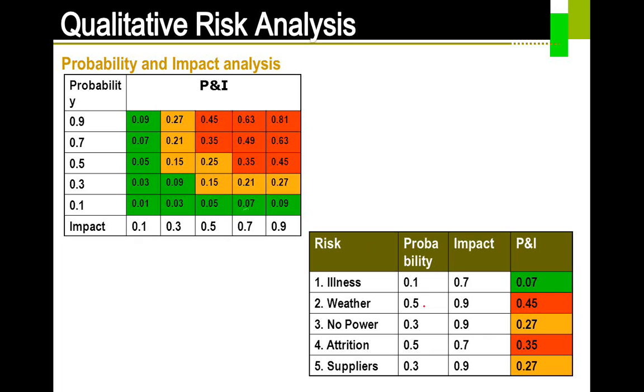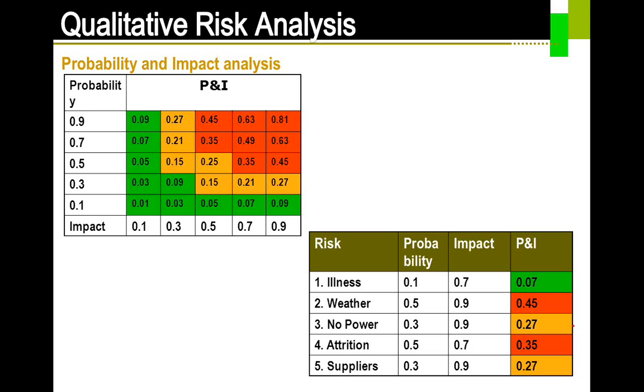Versus, I'll probably not take weather, I'll take attrition. So you would say that there is a probability of my team members leaving in the next 3 months of 0.5, which means it's a 50-50% chance. The impact is the same as illness: if my team member is not with me in the project, there is going to be an impact on the budget or cost, the schedule or the quality. So the impact is going to be 0.7. Now you just multiply, and you're going to get 0.35.